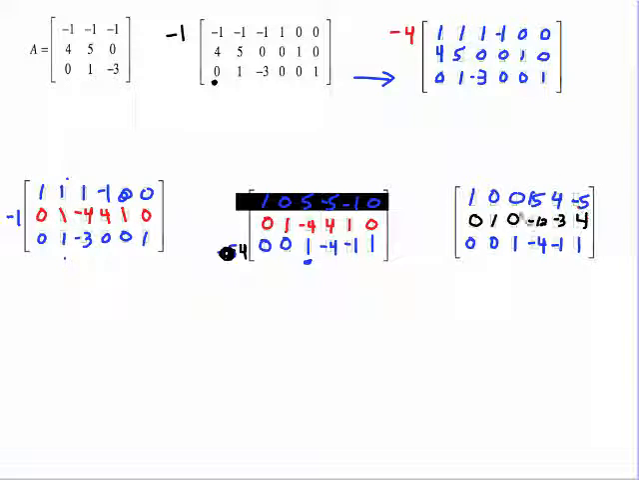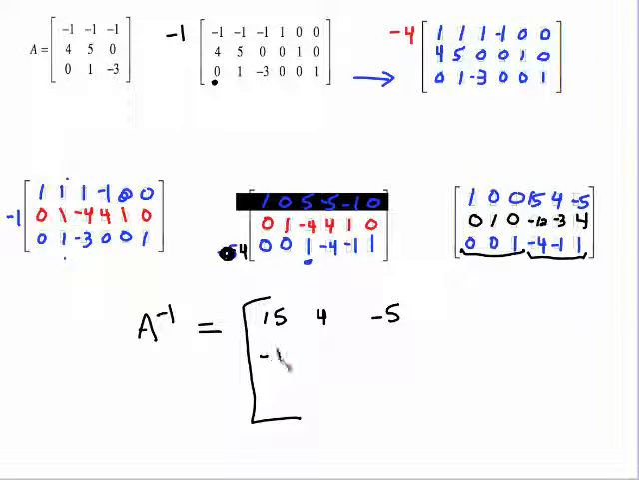So what you're looking at is these first 3 columns are your identity matrix, and these last 3 columns are your inverse. So let's rewrite this so it's not so cramped. So this is 15, 4, negative 5, negative 12, negative 3, 4, and negative 4, negative 1, 1.